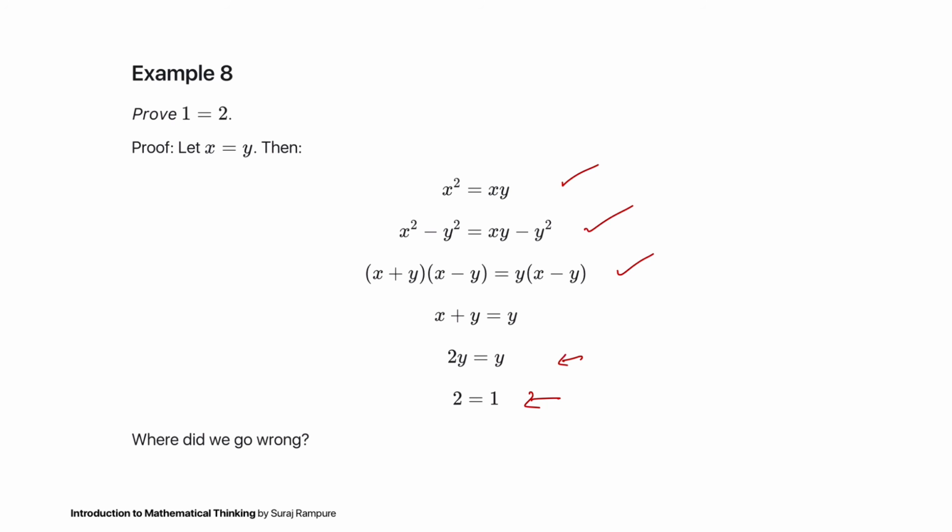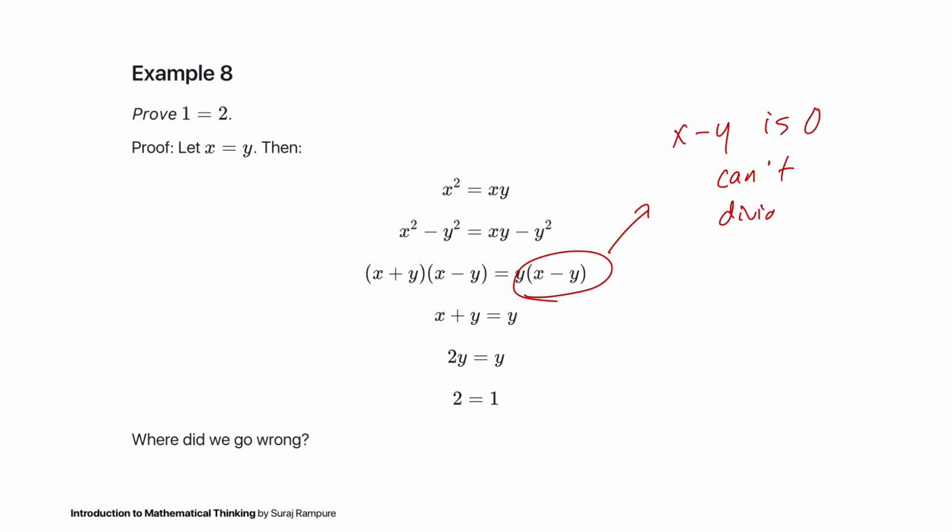Yes? You can't divide by x minus y. Yeah. x minus y is 0. Can't divide by it. Why is it 0? Well, because we said x is equal to y. Okay? What's another problem? Because that's not the only one. Yes? Right here, you can't just divide by y, because what if y is 0?